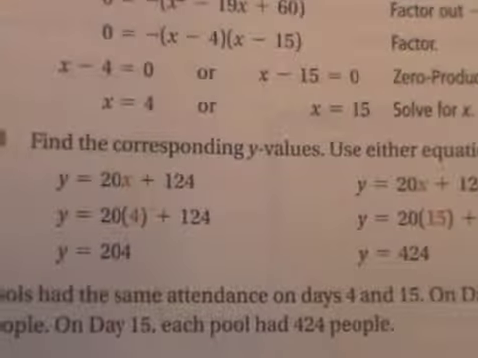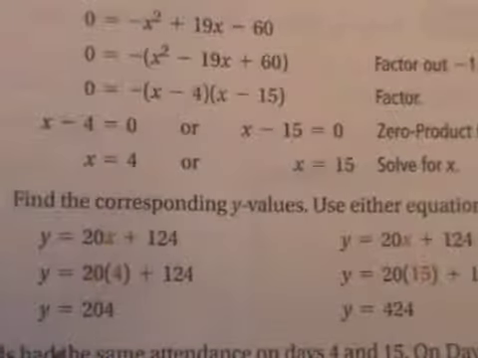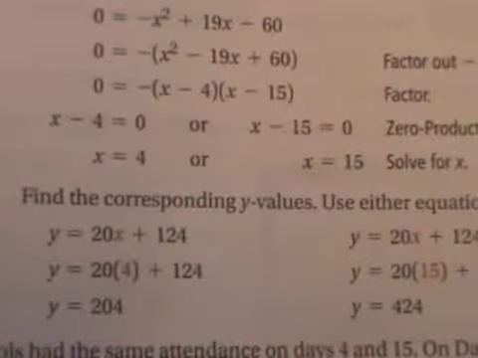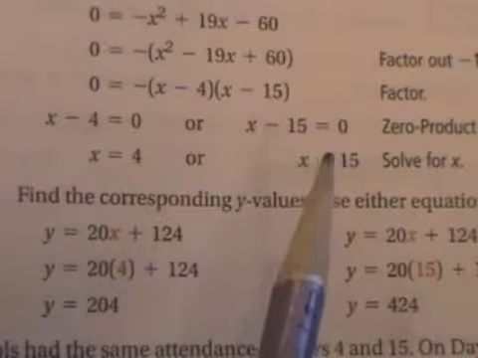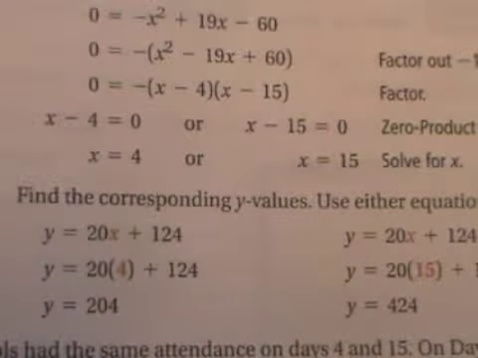When x is 4, y is 204, and they cross at that point, or when x is 15, y is 424, and they cross at that point.